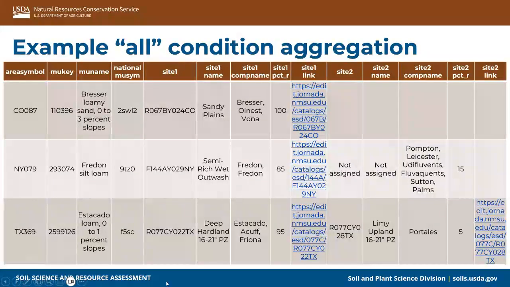In the third case here, we actually have 2 different ecological sites that are present within the map unit. So we've got the Estacado Loam, where 95% of the map unit and 3 components within that map unit have this deep hardland ecological site. Likewise, or kind of following the pattern that we've seen above, there are other components in the map unit. So here we have the Portales soils, which make up only 5% of the map unit, but they have a distinct ecological site, the Limey Upland ecological site.